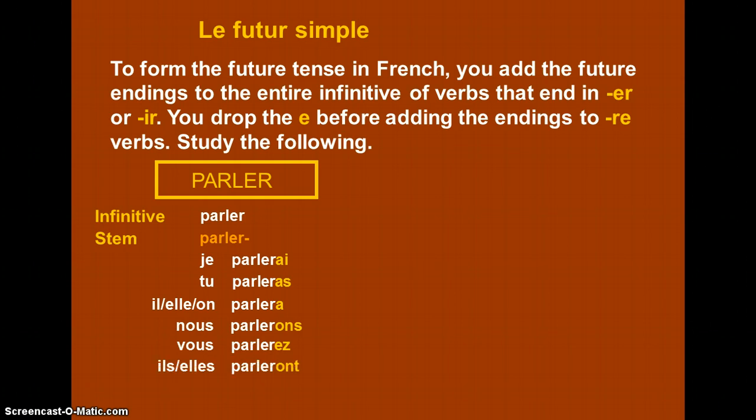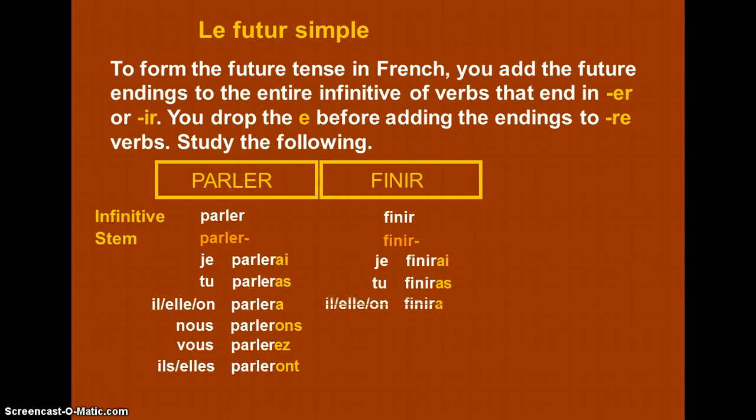Now let's have a look at a regular ir verb, finir. We do the same thing where we take the infinitive, make it our stem, and then we add the endings to get je finirai, tu finiras, il, elle ou on finira, nous finirons, vous finirez, ils, elles finiront.